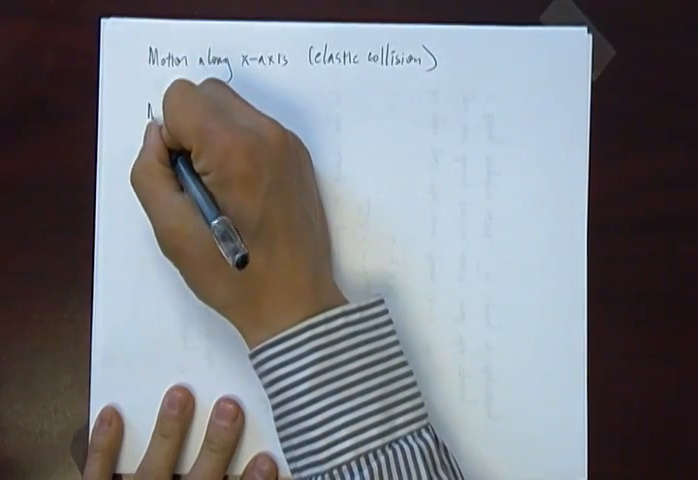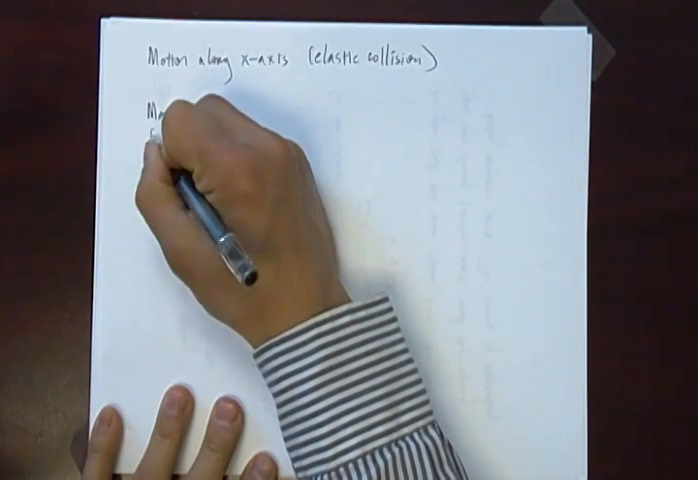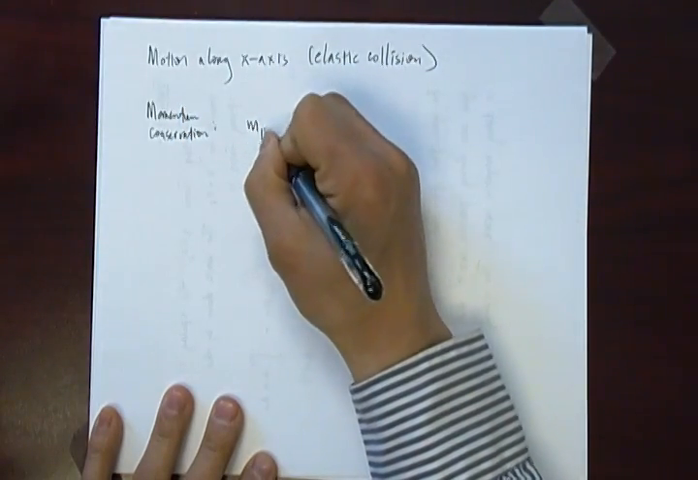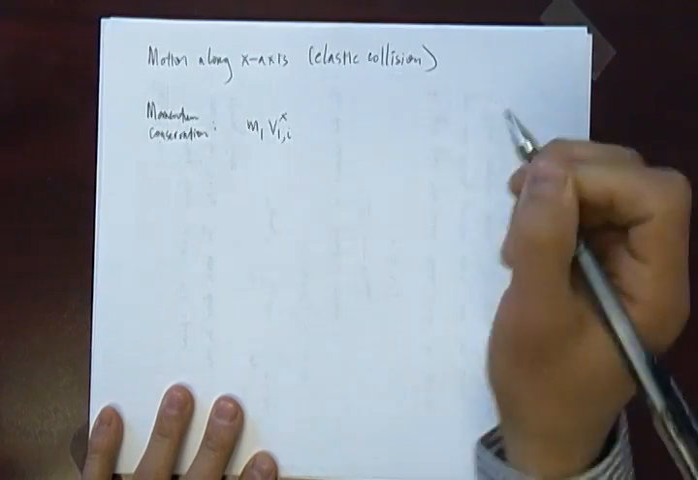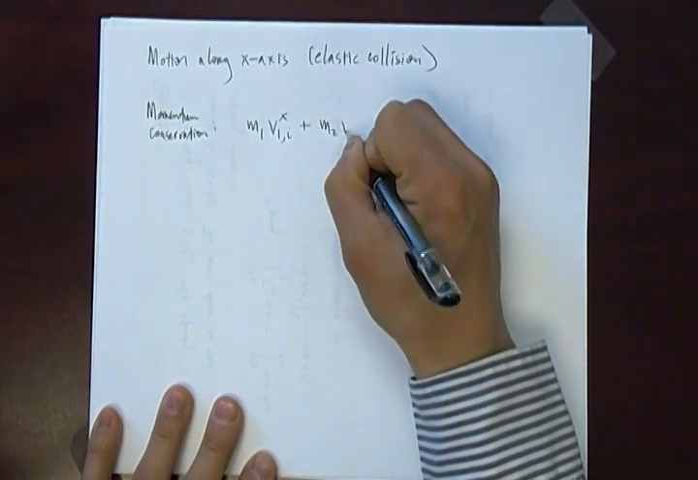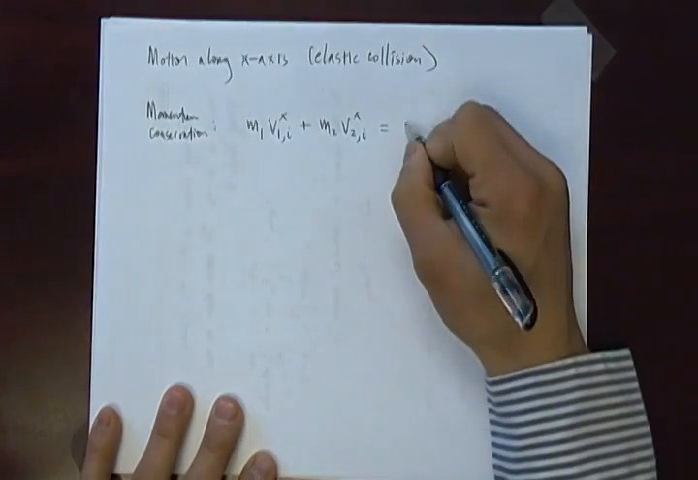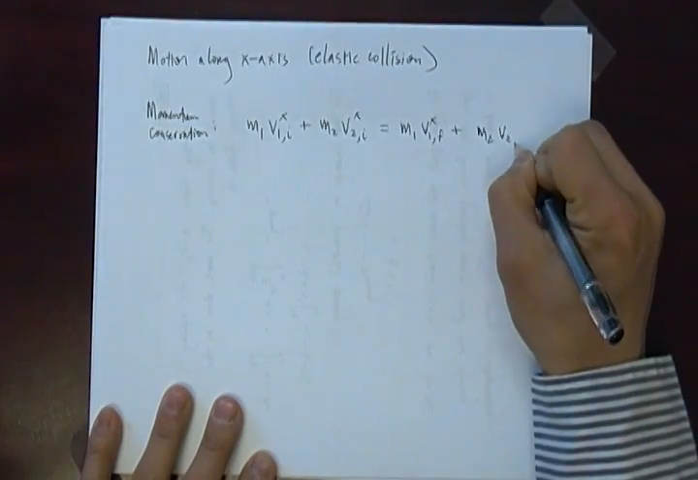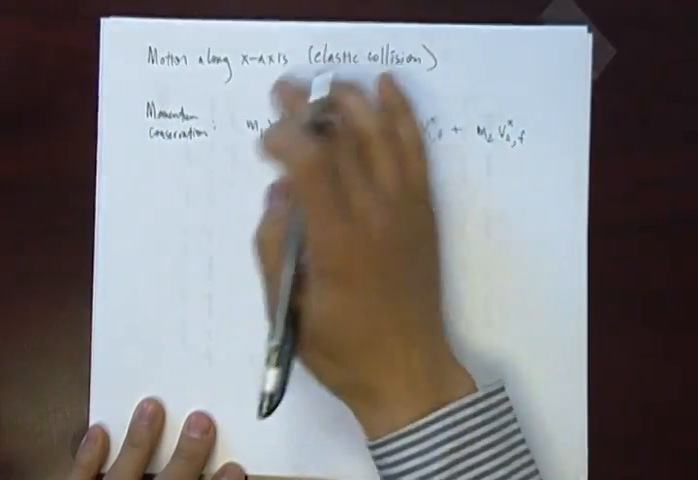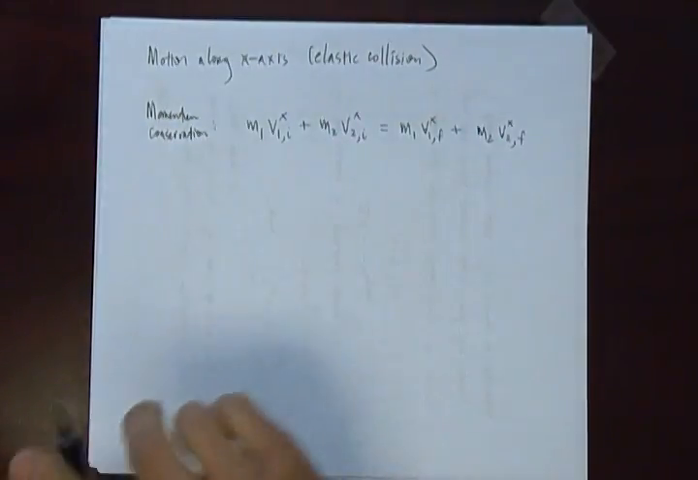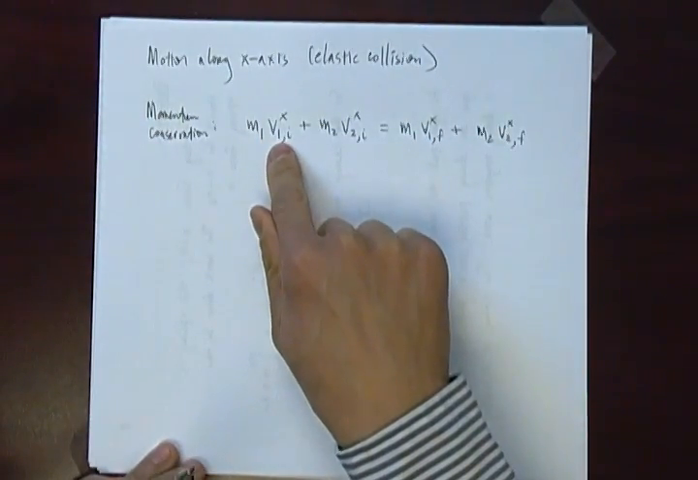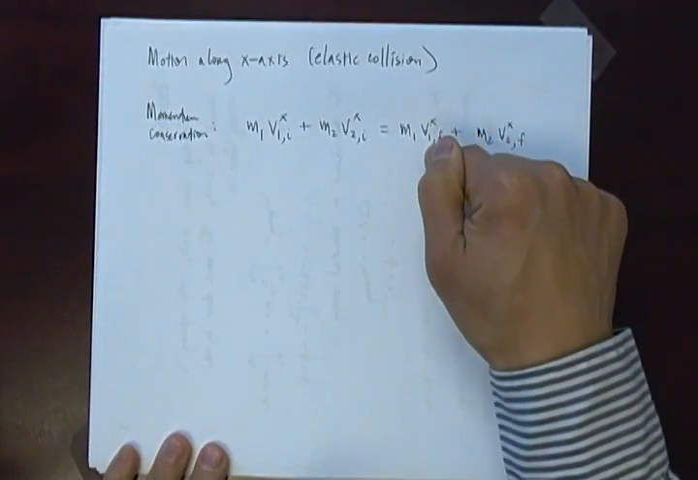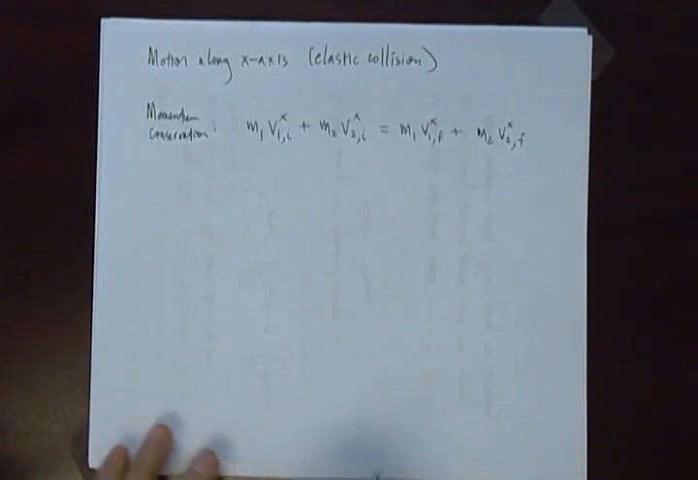So if I'm going to have momentum conservation, that's the first thing. I have m1 v1i x direction, m2 v2i x direction, equals m1 v1 final x direction, plus m2 v2 final x direction. There's a lot of subscripts and superscripts going on here, but I think it's pretty straightforward. This is the initial x component of momentum for 1, initial x component of momentum for 2, final x component of momentum for 1, final x component of momentum for 2.